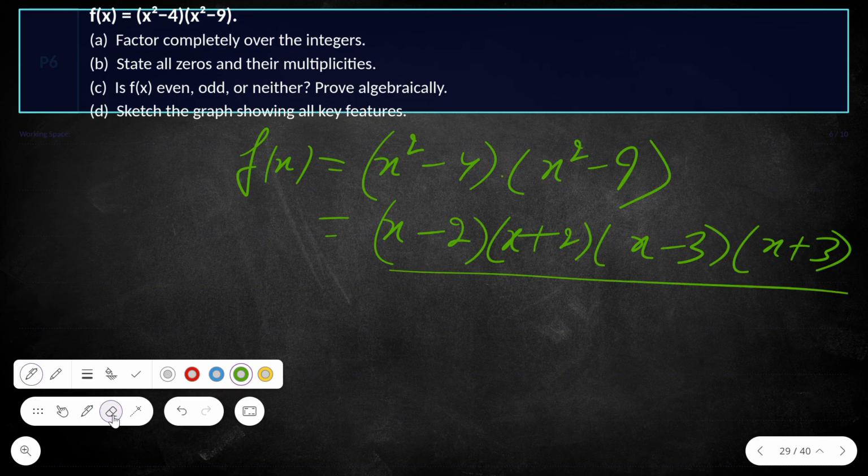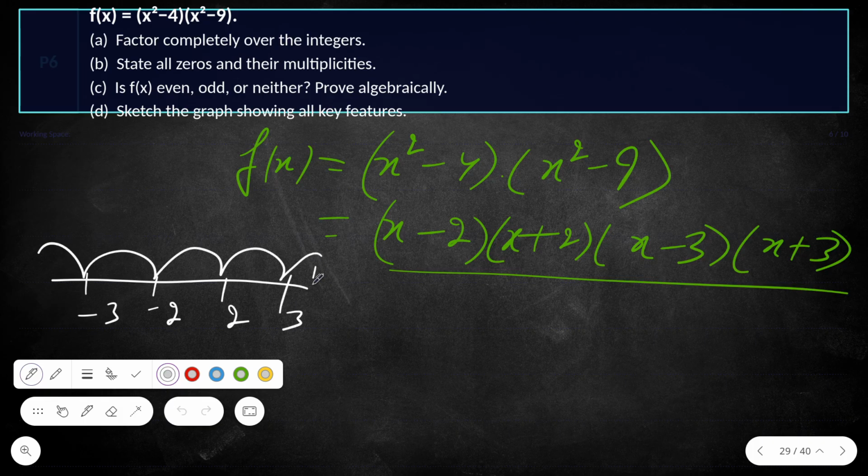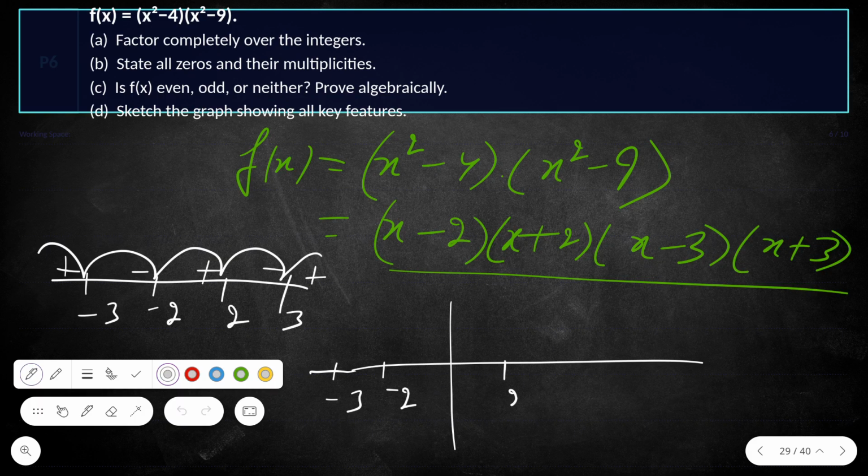After that, we can clearly draw the sign convention. So this is −3, −2, 2 and 3, with signs plus, minus, plus, minus, plus. So if I draw the graph over here, and if I simply plot these points, −3, −2, 2 and 3.